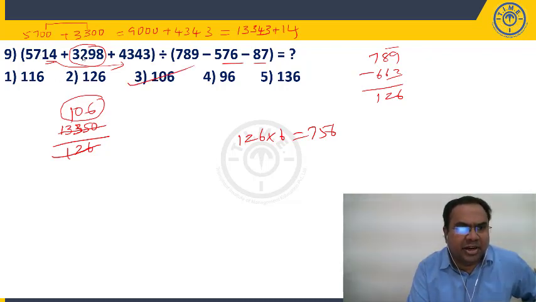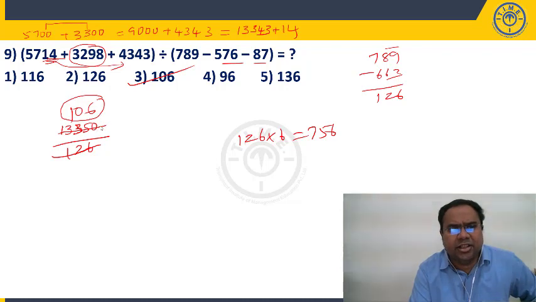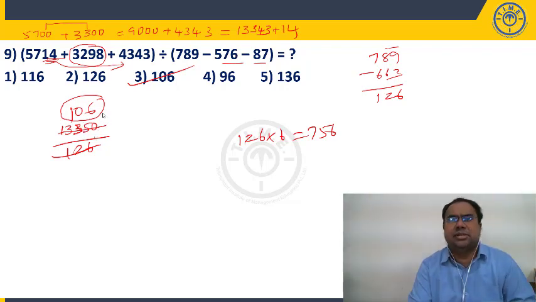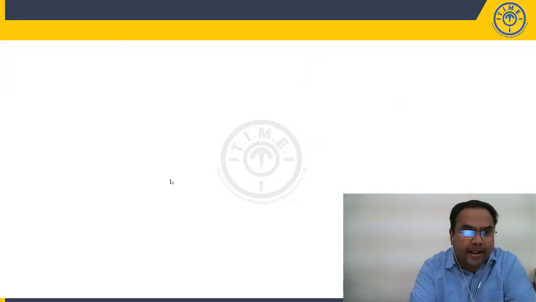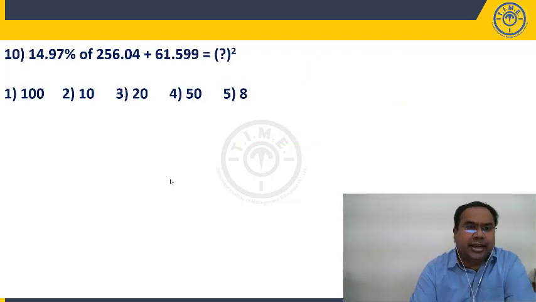I'm adding 5700 and 3300, which is 9000 plus 4343, 13,343, another 14, so 13,350. This 663, if I separate it, I'll get 126. 1 times, if you put 0, 750, and 6 times is 756. So approximately I can say the third option should be my answer. Okay, question number 10, students.